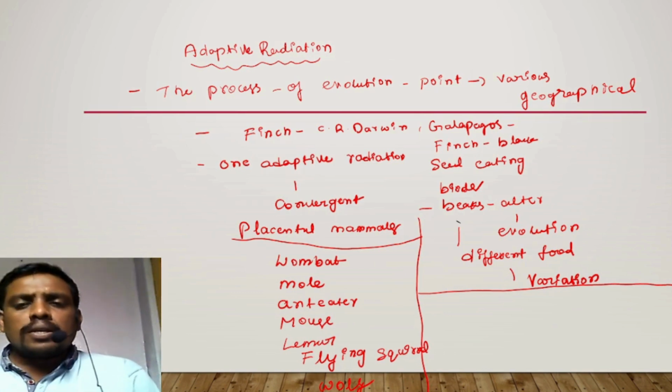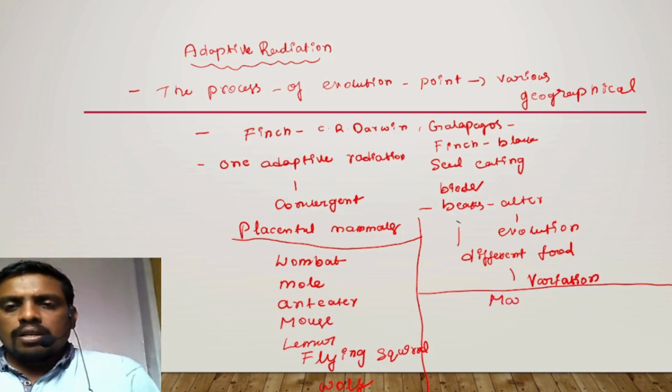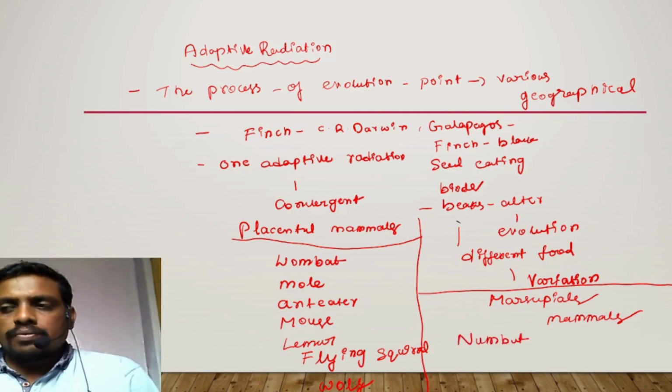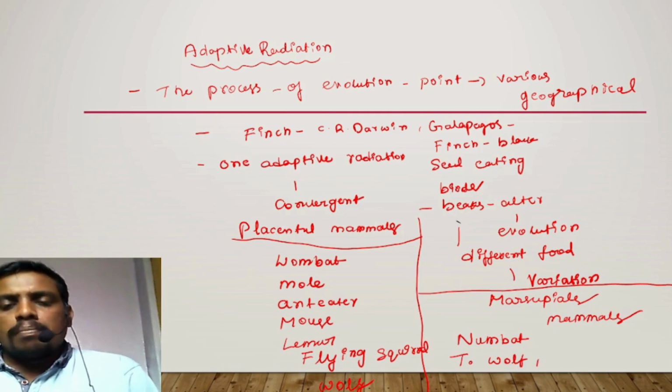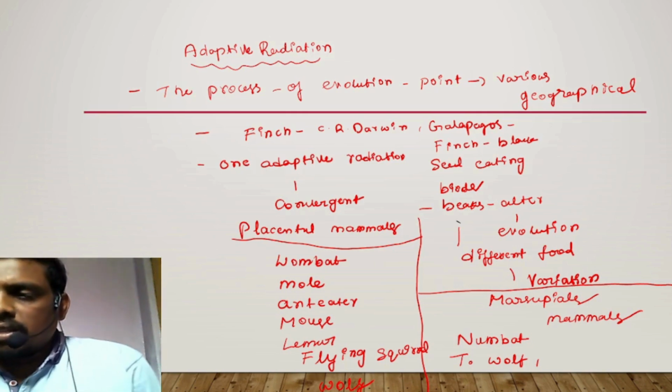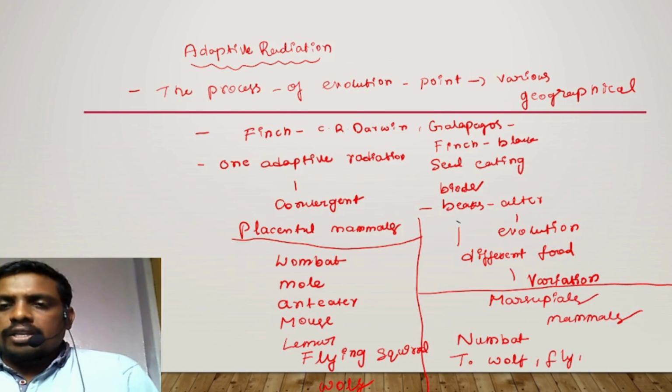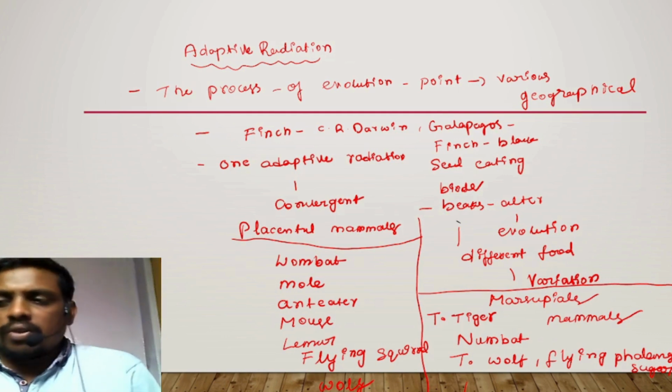Now, if you take the marsupial mammals, what are they? Let us take the numbat and the Tasmanian wolf. Apart from it, the flying phalanger, which is also a mammal that collects sugar from various plants. Apart from that, the Tasmanian tiger is also one beautiful example for marsupials.